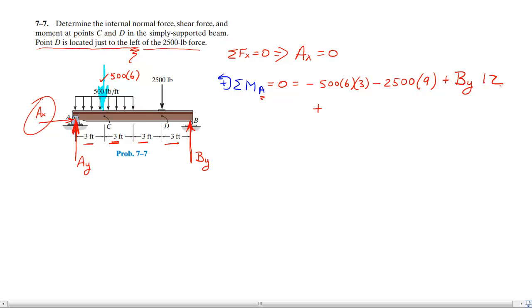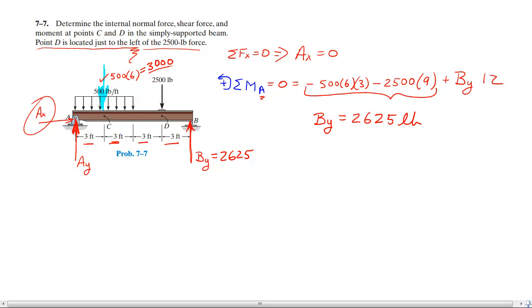Now, you solve for that by dragging this to the left-hand side and dividing by 12, and you get BY is equal to 2625 pounds. So that tells you this. The first thing you can find out is that there's 3,000 pounds being shoved down right there.